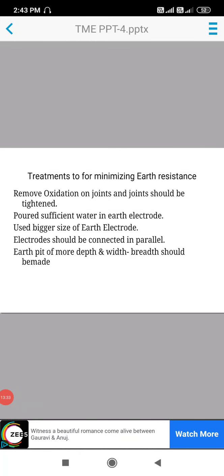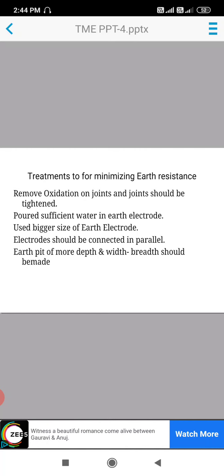Then we have to discuss how to minimize the earth resistance. First one is to remove oxidation on joints, and joints should be tightened up. Second, pour sufficient water into the earth electrode in order to increase the moisture content of the soil, and it will reduce the earth resistance. Use bigger size electrodes so as to reduce the earth resistance. Electrodes should be connected in parallel. Because of that, earth resistance will be reduced.